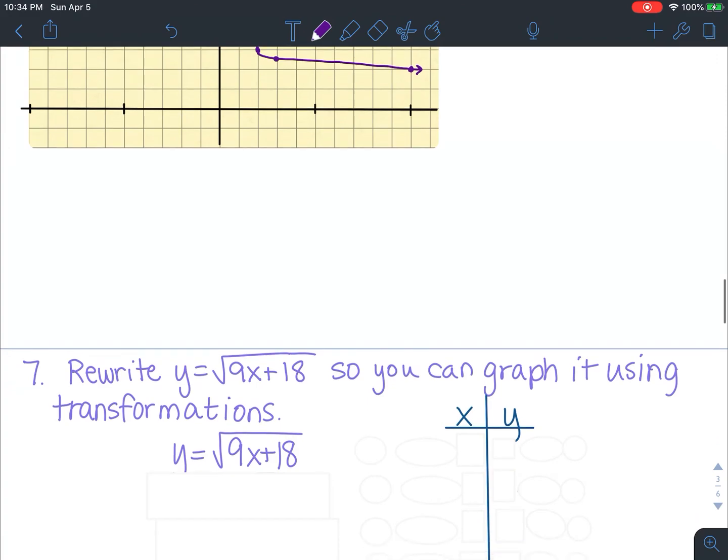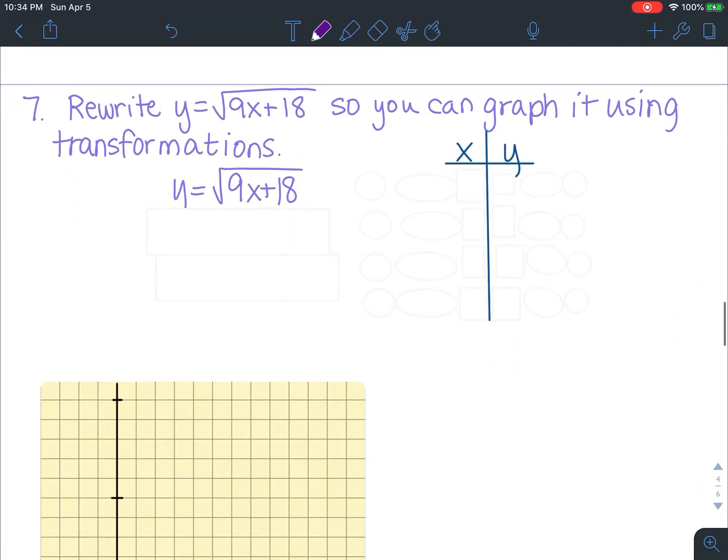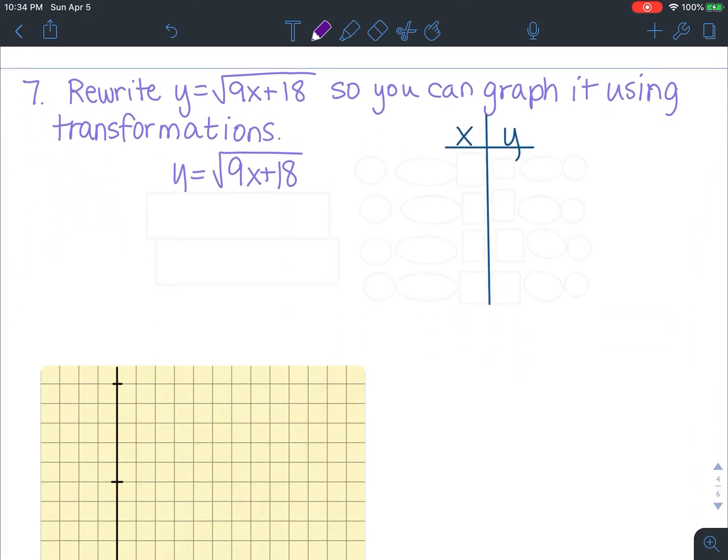Okay. Last type. This one, look at this one. What's the problem here? Didn't I just say we're not going to have any horizontal compressions or stretches? And who's sitting there next to x? There's a 9 there. I know what you're thinking. She lied.